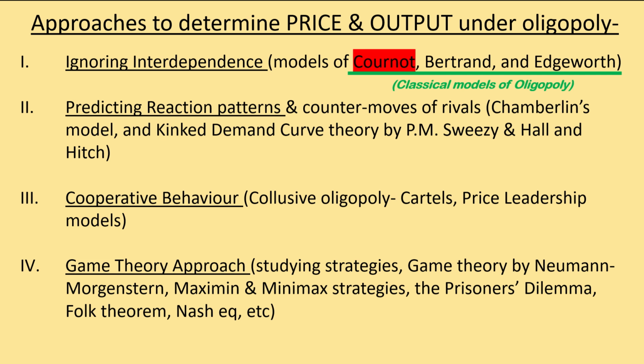The first approach is to ignore interdependence, where we study models given by Cournot, Bertrand, and Edgeworth. The second approach is to predict the reaction patterns, which includes the model given by Chamberlin and the kinked demand curve theory. The third approach is cooperative behavior, where we see firms forming cartels or following a price leader. The fourth approach is game theory, where we study strategies and other concepts like prisoner's dilemma, folk theorem, etc. Now, let's begin with the Cournot model.